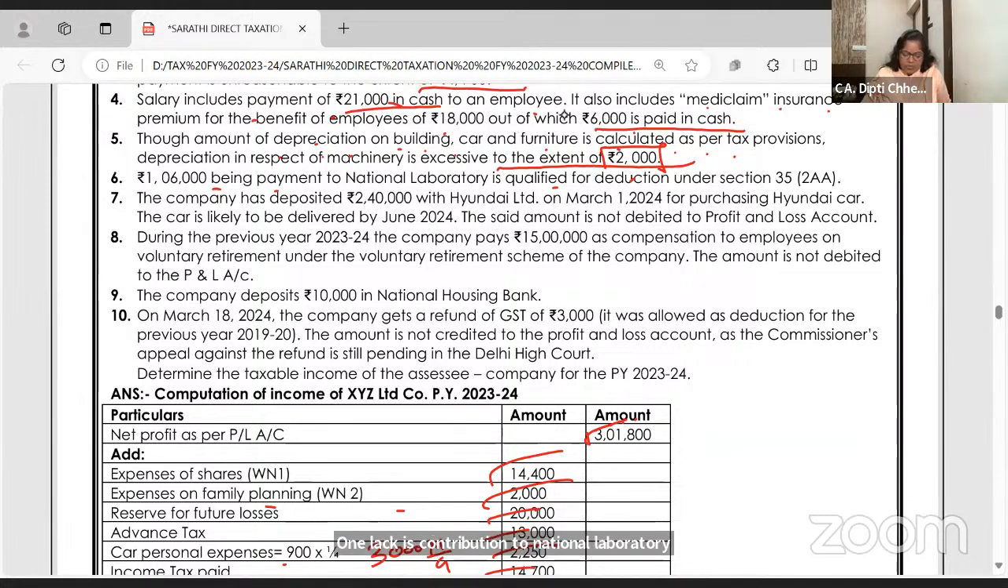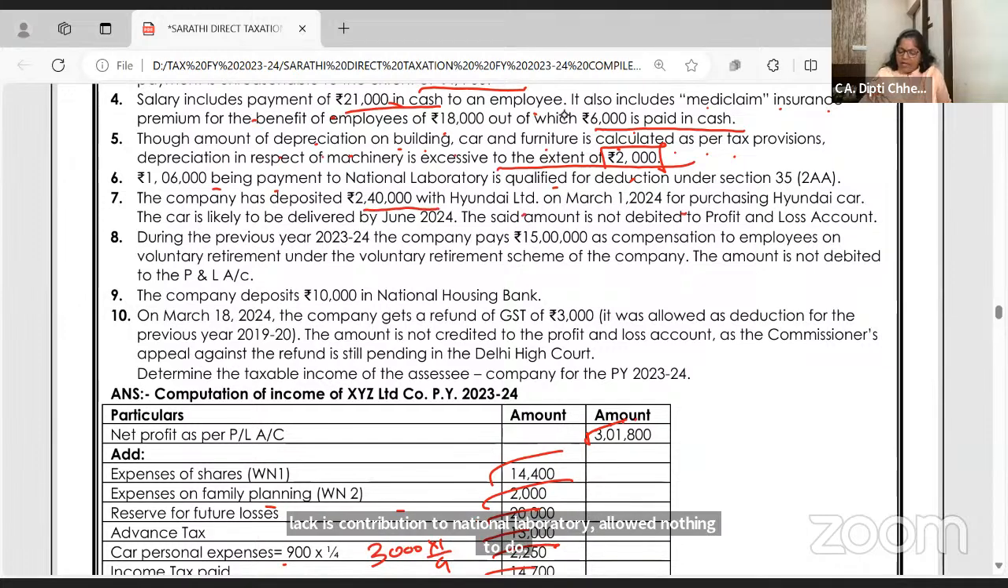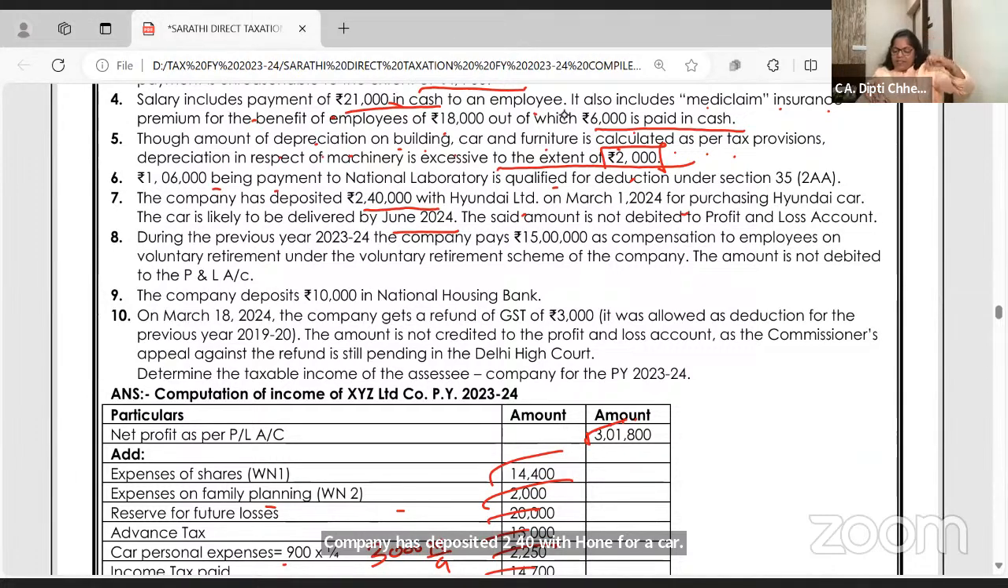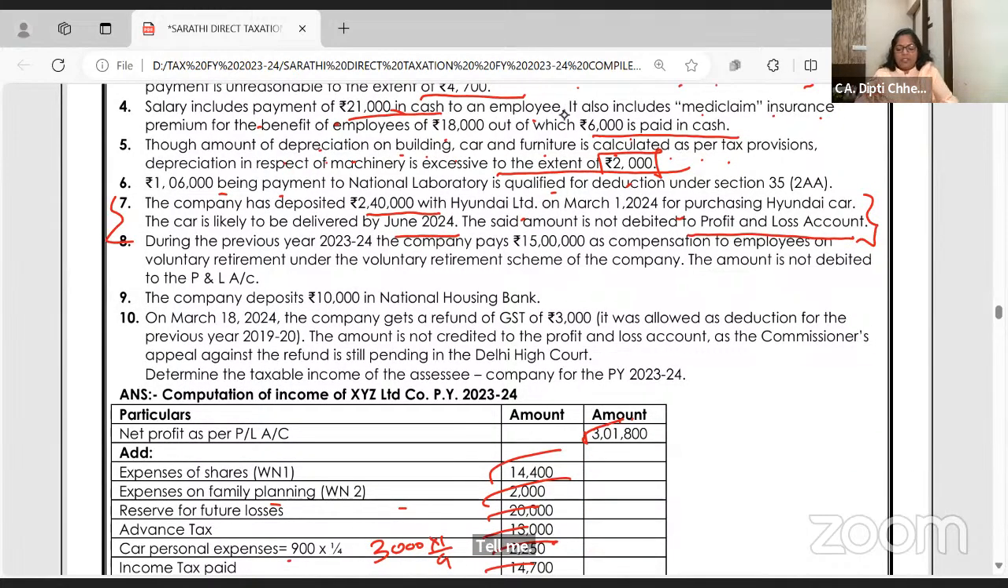Allowed, nothing to do. Company has deposited 2,40,000 with Hyundai for a car. The car is likely to come in June 24 next year. This amount is not debited in P&L. Tell me, what is the line of action? Ma'am, this is a completely different adjustment. You tell me. Those who are watching live on YouTube also, tell me, should I add or less 2,40,000?